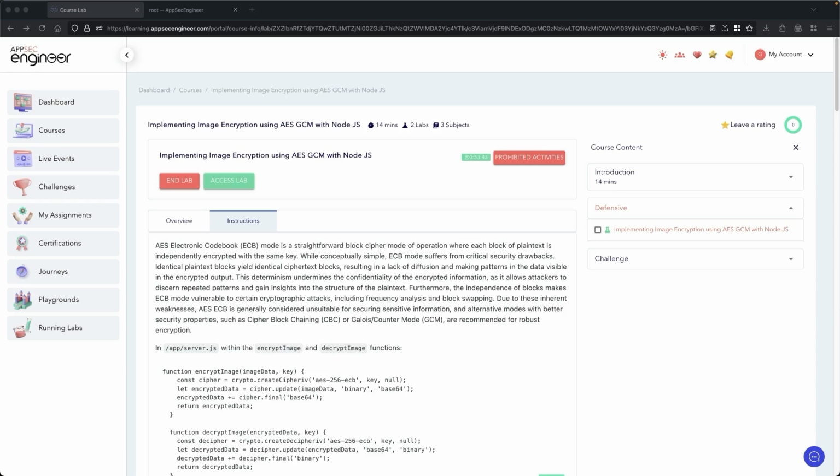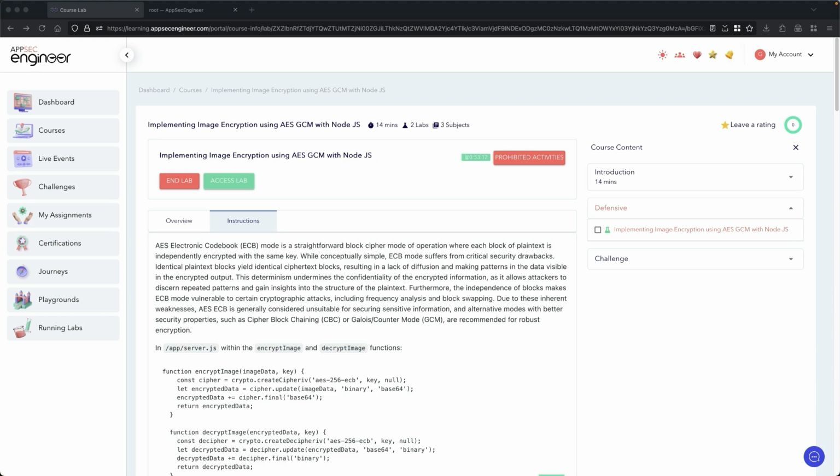Welcome to another video in the application security series. This time, we'll be talking about implementing image encryption using AES-GCM with NodeJS. I'm Ganga, and this time, we'll be talking about implementing image encryption securely on NodeJS.